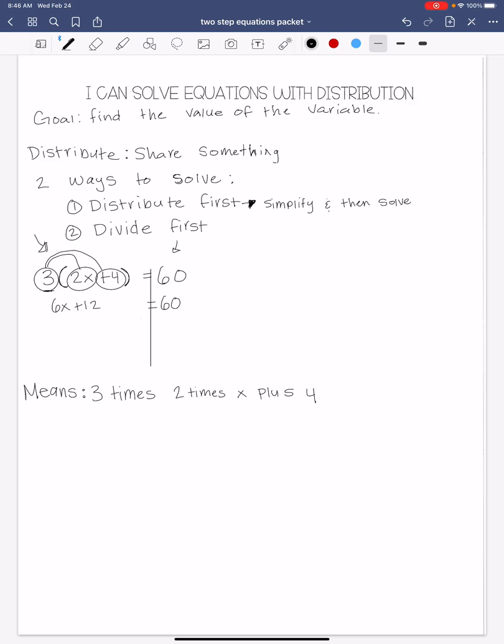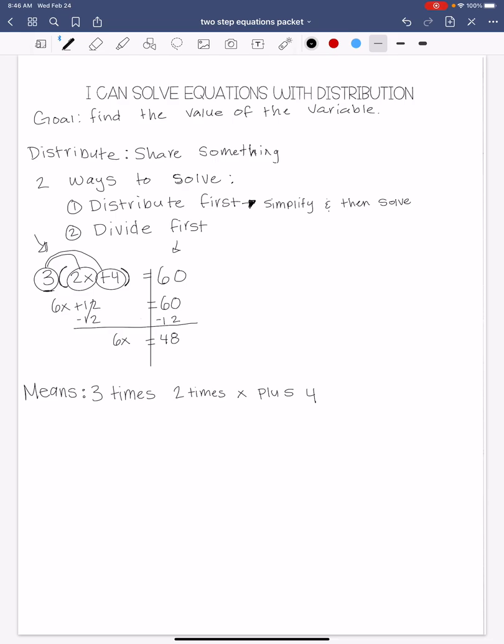That simplify piece was just the distributing. So now I have 6x plus 12 equals 60. Now it's just a two-step equation. I have 6 times x plus 12, so I have multiplication happening and addition. I'm going to undo whatever's easiest, which is this addition for me. When I do that, I'm left with 6x equals, and 60 minus 12 is 48.